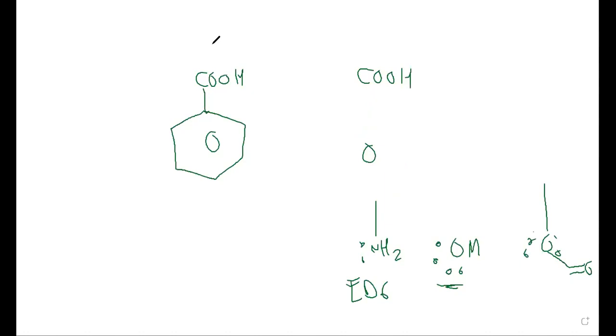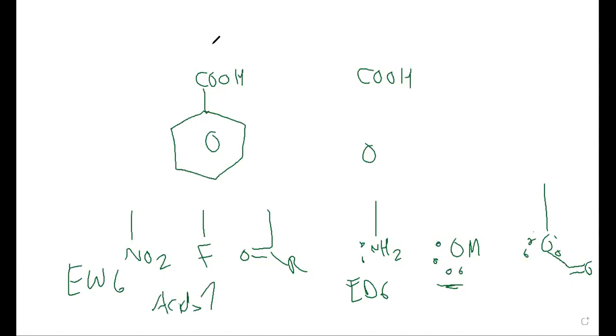Methyls are electron donating as well. They're very weak, but things like NO2, fluorine, anything, if you have an ester, except now the first carbon off is the carbonyl, these are electron withdrawing groups. They make acids stronger. All right, so electron withdrawing groups make acids stronger, and electron donating groups make acids weaker.